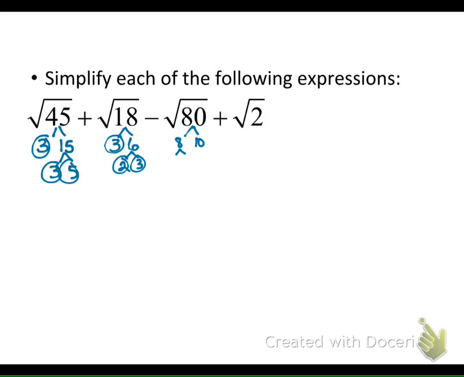And then 4 and 2. Okay. And then circle 2. 2 and 2. Circle. And 10. 5 and 2. Circle those, because they're prime.